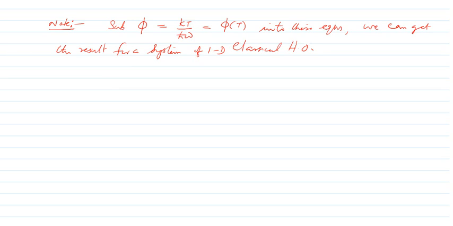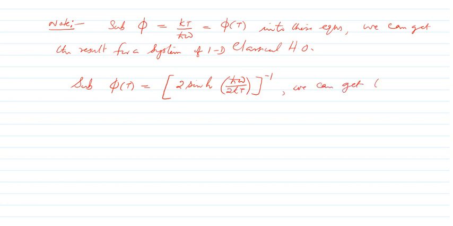Now for getting quantum harmonic oscillator results, in place of phi of t, substitute phi of t equal to 2 sinh (hyperbolic) of h cross omega divided by 2kT, raised to minus 1. So depending on the functional form you take for phi of t, which was defined as a function of temperature alone, you can reach the results for the quantum harmonic oscillator and the classical harmonic oscillator. We can get the thermodynamic results for the quantum one-dimensional harmonic oscillator, which, if time permits, you can try out.